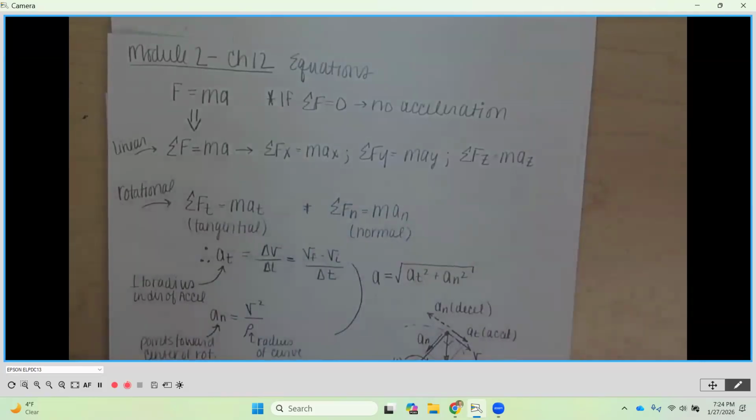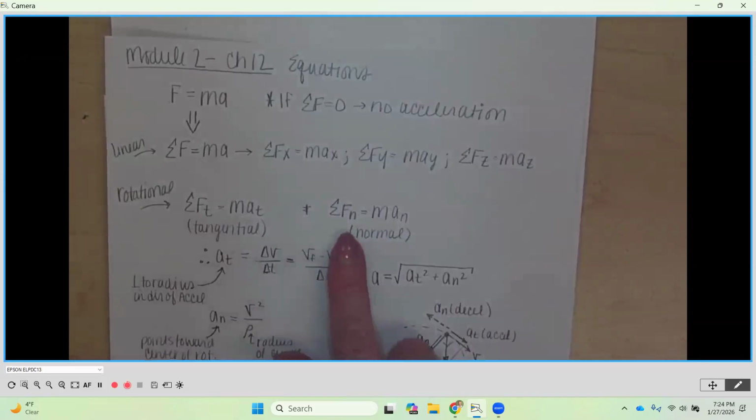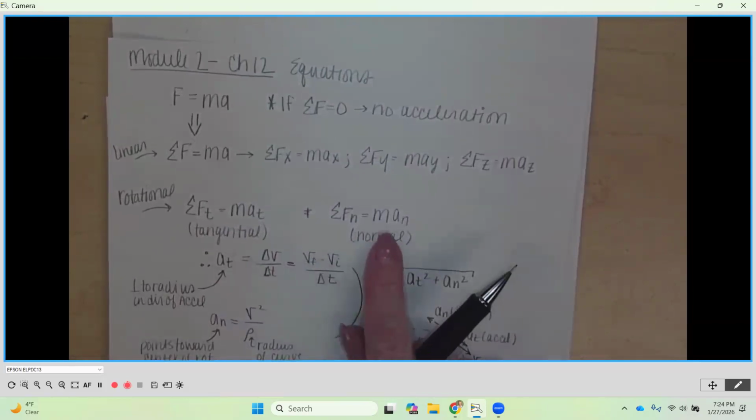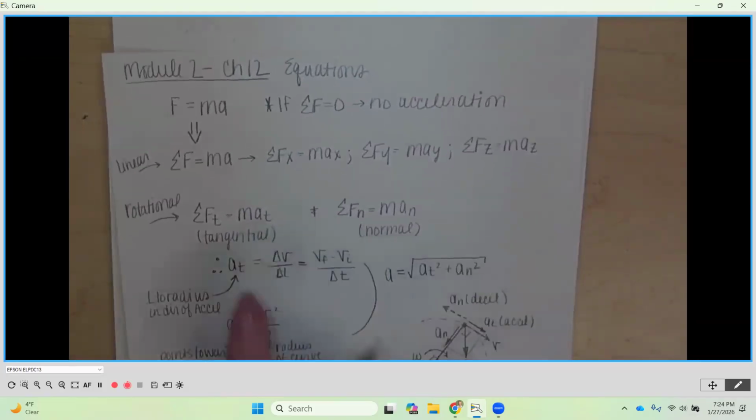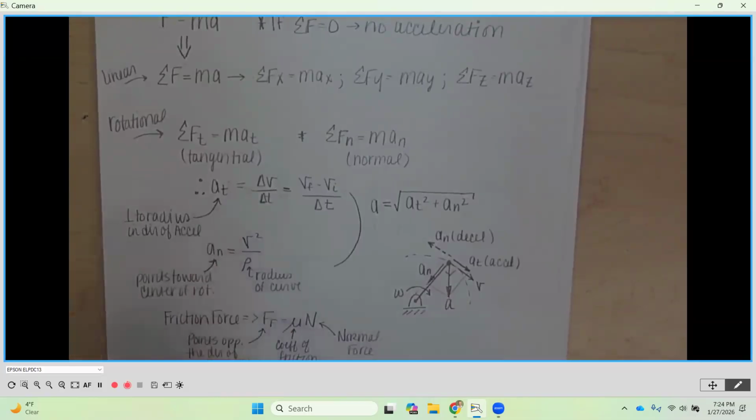Now, rotational motion, like we had just looked at in this very last section, is going to be equal to the sum of the forces along the tangential axis or direction and the normal axis or direction. That's set equal to the mass times the tangential acceleration and the mass times the normal acceleration. To calculate those individually, it's the same tangential and normal equations that we saw at the end of chapter 11.